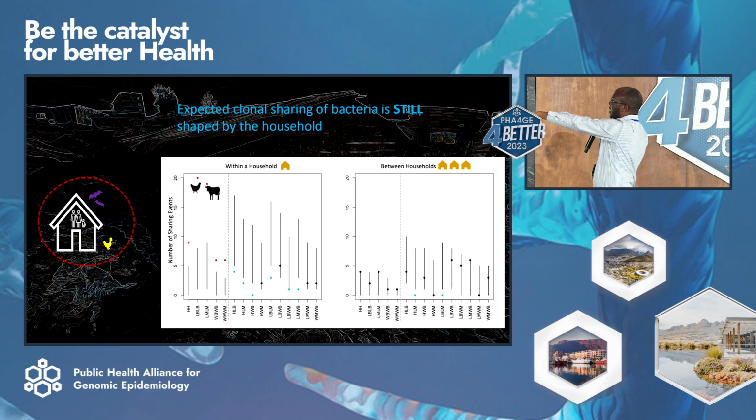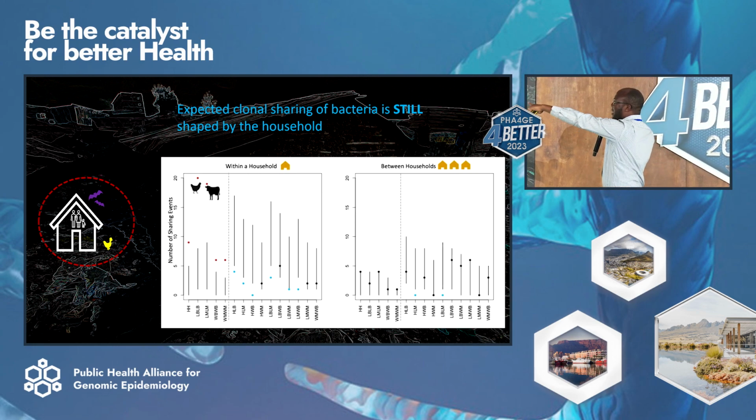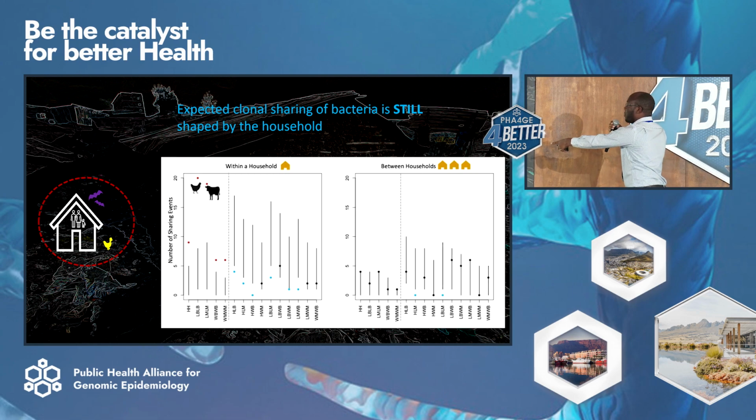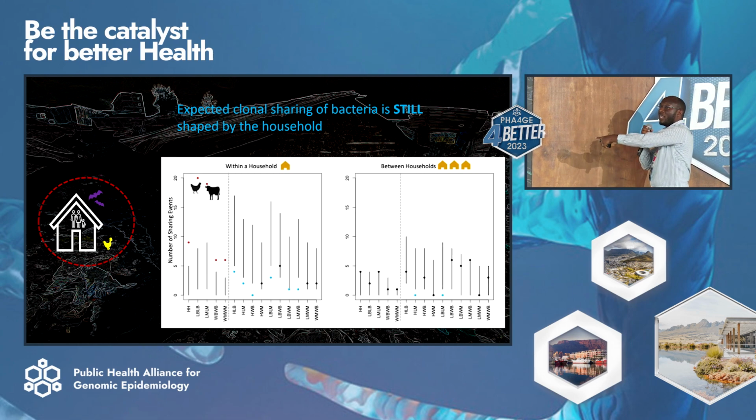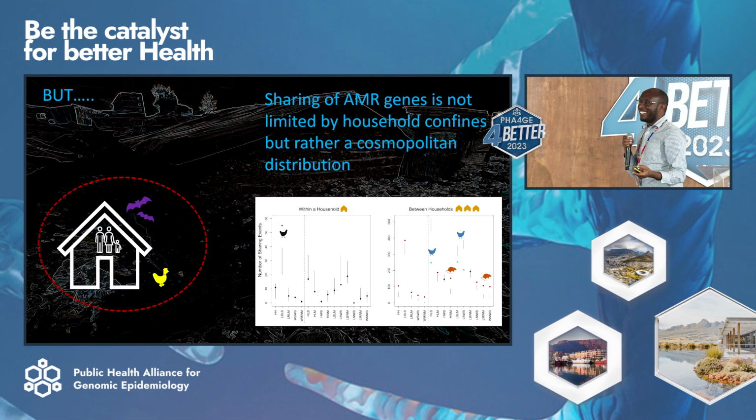We found that the more than expected sharing within a household was for some species in the clone, chickens and cows and all that. But look at this other side. There's very minimal, more than expected sharing events between households, which again confirms that sharing, if and when it occurs, is within the household confines. But we have a problem, AMR genes.